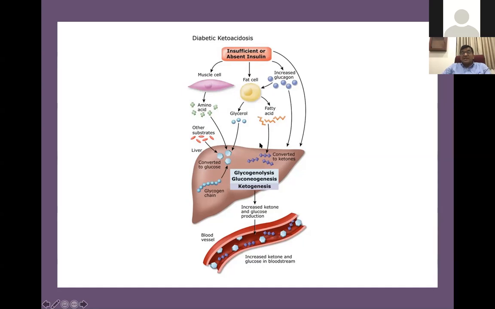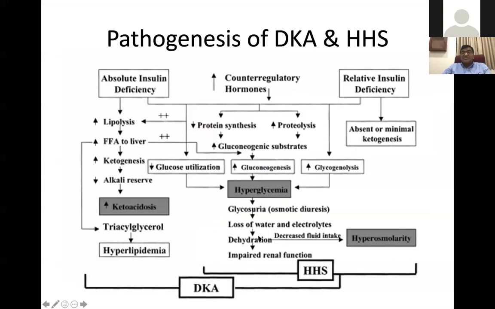The fatty acids get internalized into the liver, and there they are converted to ketones. In addition, the glycerol and the muscle breakdown, which happens when there is absent insulin, all become good substrates for gluconeogenesis. So on one hand there is increased ketone body formation, ketosis, and on the other hand gluconeogenesis and glycogenolysis, which leads to hyperglycemia. So you have increased ketones and glucose in the bloodstream.